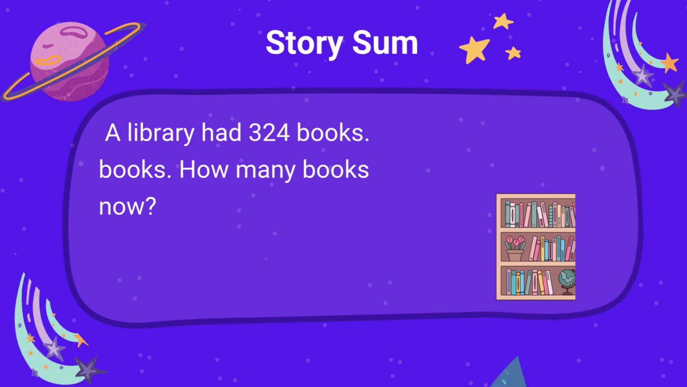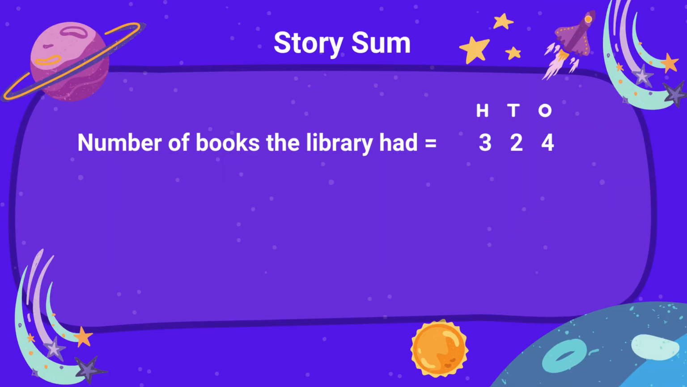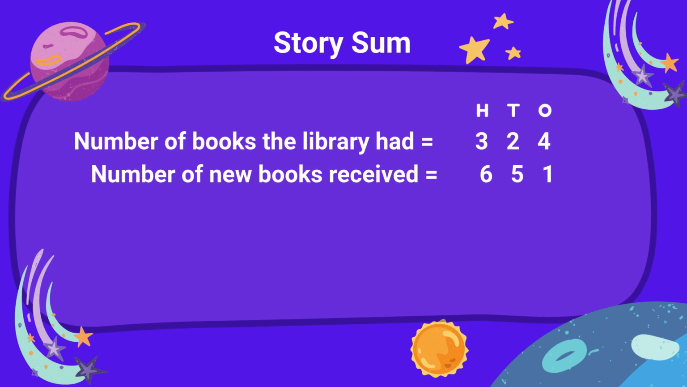A library had 324 books. It received 651 new books. How many books does the library have now? First, let's write the given information. Our first statement is number of books the library had is equal to 324. Our second statement is number of new books received is equal to 651. Now, we need to find the total number of books.